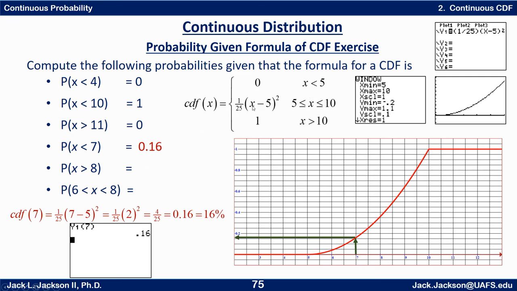Here it is worked out without a calculator. You just plug in the 7 in place of x and work this out. 7 minus 5 is 2. 2 squared is 4. 4 times 1/25 is 4/25, or 0.16, 16%.